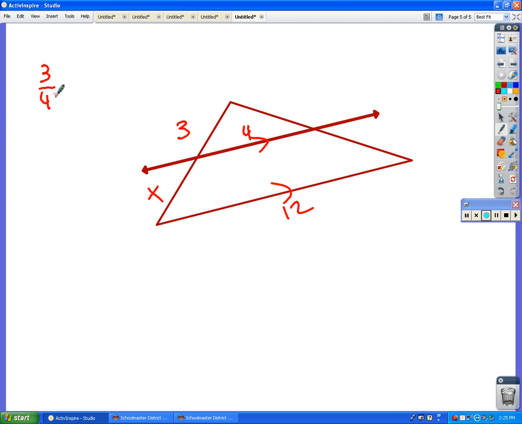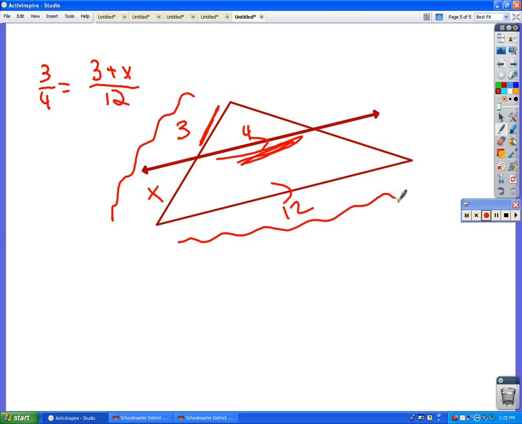3 over 4. Nice, and that's the key, is to get the 3 plus x in there over 12. Okay? So this little side right here over this little side right here equals the entire side there over the entire side here. Okay? Now what do I have to do to solve this proportion, since it doesn't just have an x in it, it has a 3 plus x in it? Yeah, still cross multiply, so let's do the easy one first.